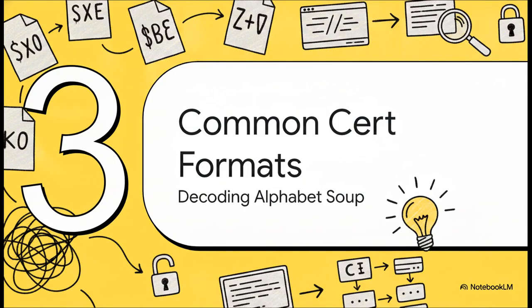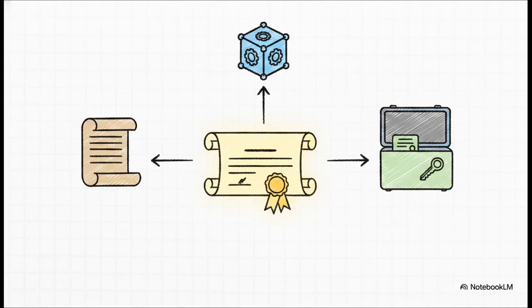Section 3. Common Certificate Formats. All right, this brings us to a huge source of friction for developers, the confusing alphabet soup of file extensions you inevitably encounter when trying to configure a web server. The key takeaway here is to never confuse the file encoding with the certificate itself. No matter what file extension you're actually looking at, the X.509 data structure inside is exactly the same.